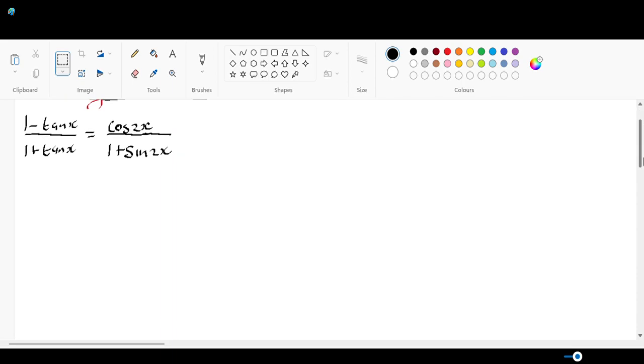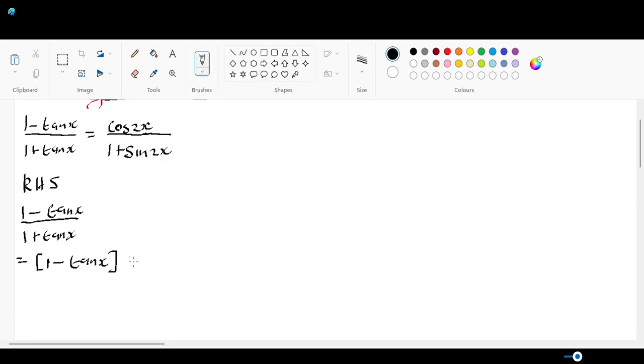So we're gonna start with the right hand side. So I have to write here right hand side. Okay, let me just write the formula. 1 minus tan x divided by 1 plus tan x. Now we have to simplify this. Now if you've been watching my videos, you know that when I have a fraction like this, I prefer to write it this way. It's way much easier to write it this way.